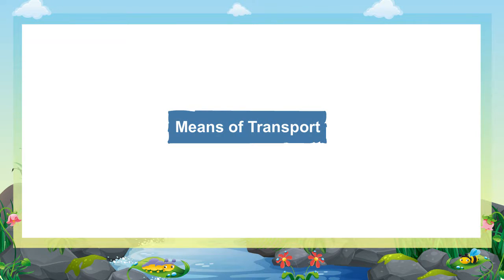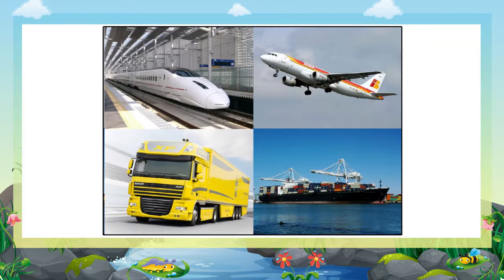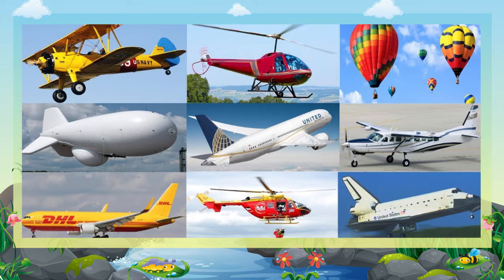Means of transport. We all need to go to different places for different work. Sometimes these places are far away. To go to these places, we use some means of transport. There are different means of transport: land, water, and air.